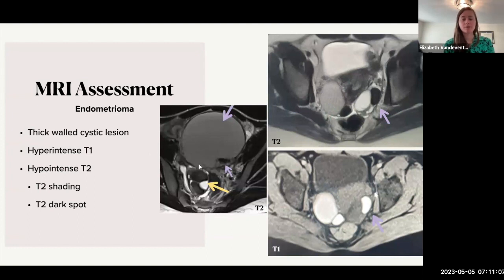Another example of what you can see is the T2 dark spot, which is seen here. So this is another axial T2 weighted image. We can see this is a mildly T2 hypointense lesion, and it has this particular T2 dark spot. This is considered pretty specific for endometrioma, and it's thought to represent chronic hemorrhage, sort of forming a little clot, and there can be calcifications there.